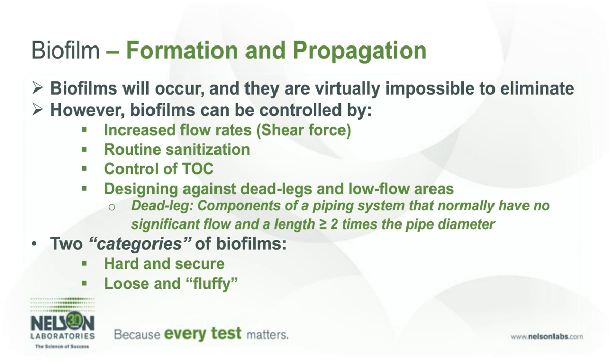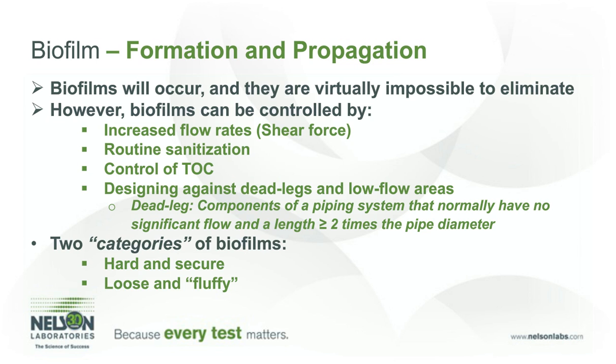When we talk about biofilms, we typically talk about two categories: hard and secure, or loose and fluffy. The hard and secure biofilms will be very difficult to remove, but also they won't shed as much. A loose and fluffy biofilm has the potential of breaking loose and propagating throughout the entire system. The measures stated above, increased flow rate, routine sanitization, and such, will reduce the chance of having this loose biofilm formation, and thus reduce the chance of biofilm propagation throughout the system.